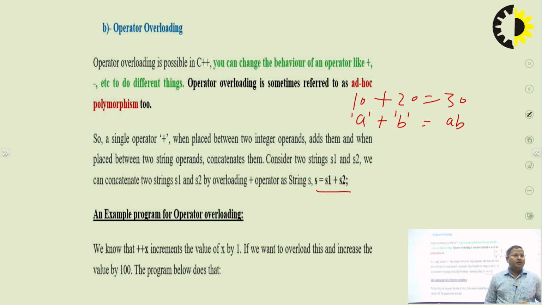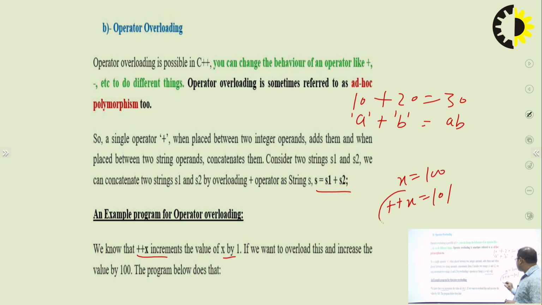I am going to give an example program for operator overloading. As we know, ++x increments the value of x by 1. Suppose x is equal to 100, I am writing ++x. What does it mean? 101. That is the general case. But suppose I am using the concept of operator overloading, then this ++x will increase the value by 100, not 1. So here the same ++ operator is used in a different way.